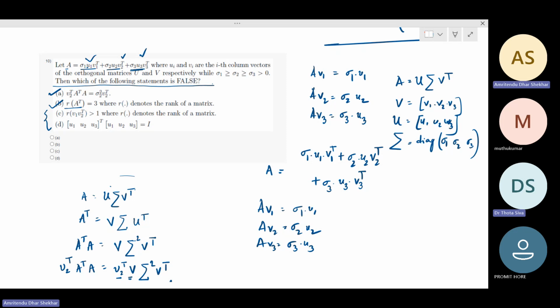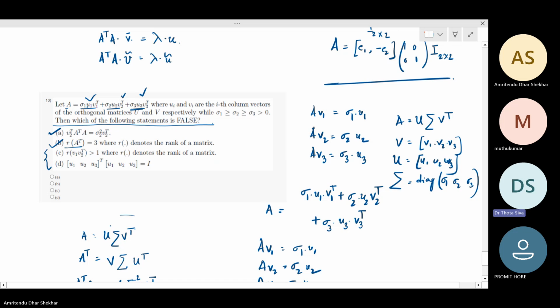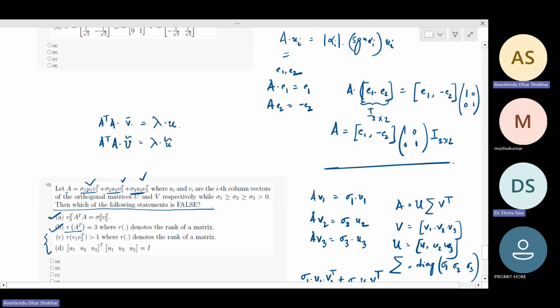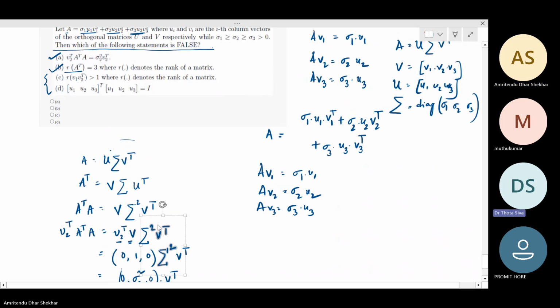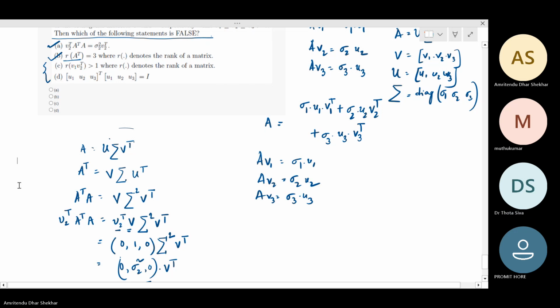Can you go to the previous steps? The last problem, the 10th. Why is this equal to 0, 1, 0? How do we get that?